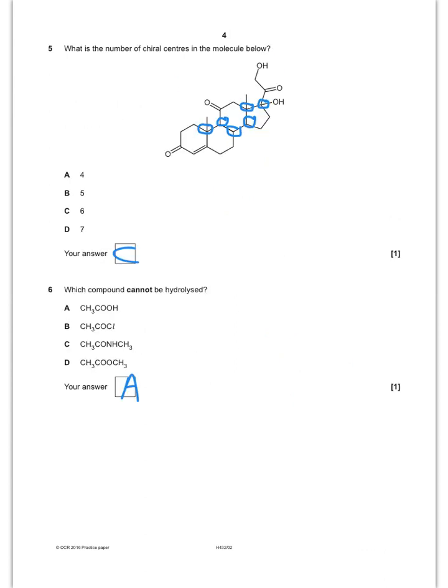Number of chiral centres, I've circled them. Remember, for a chiral centre you need 4 different groups coming from your carbon, and the answer is 6.